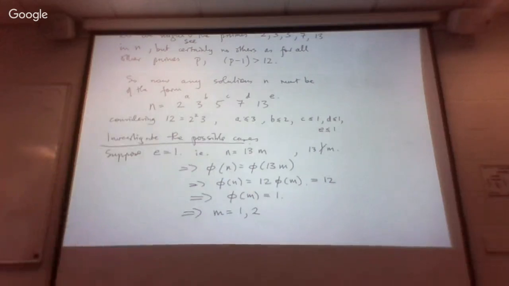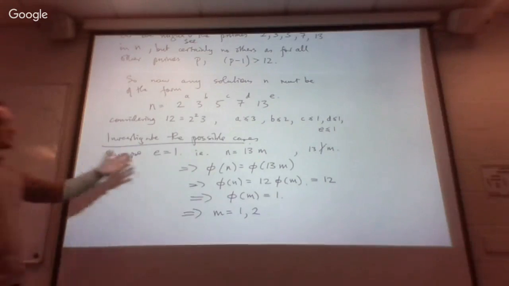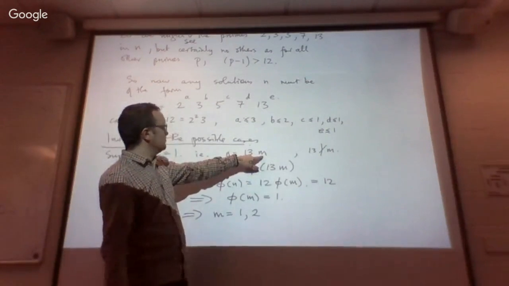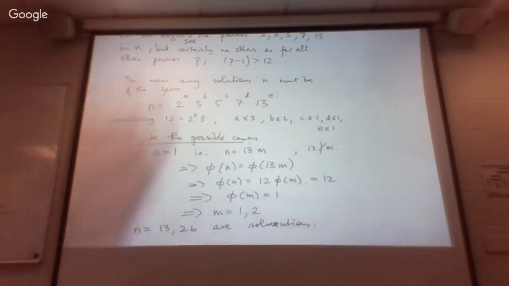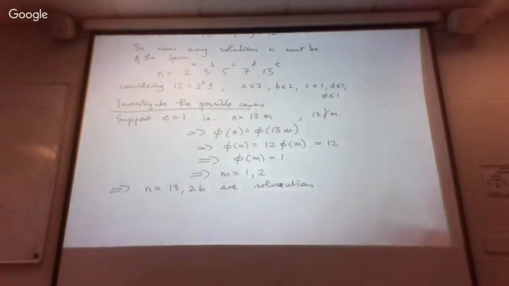You just consider the original definition, counting the number of numbers that are co-prime to the top number. Every other argument m will have a higher phi value. So if there is a 13, then the m could be 1 or 2. And that would give us solutions to phi of n equals 12. So that implies n equals 13 and 26 are solutions. Well, that's the case if E was 1.